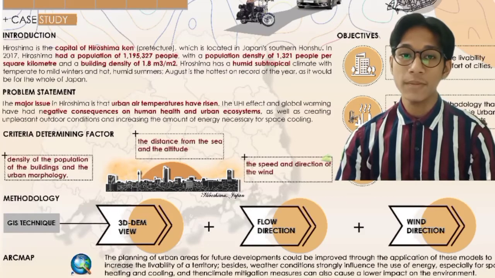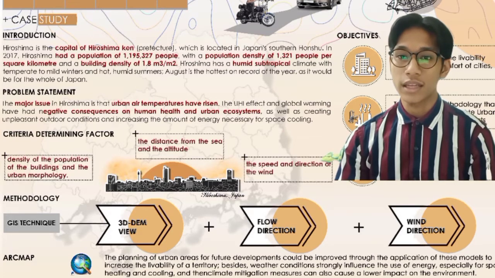For our case study, we take Hiroshima, which is the capital of Hiroshima Prefecture, located in Southern Honshu, Japan, as our reference. In this case study, they are using 3 GIS techniques, which are 3D DEM view, flow direction, and wind direction.